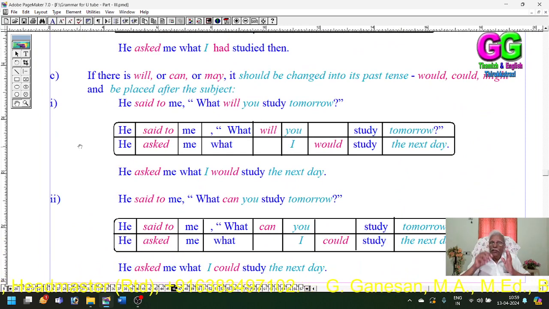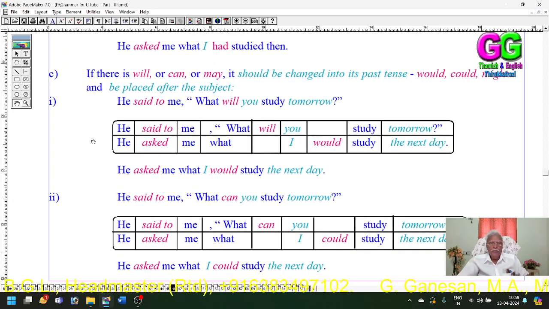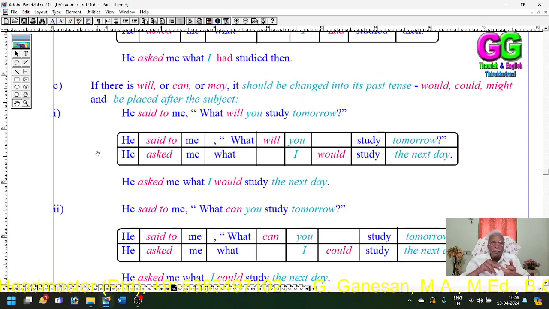So we have seen, if there is have and has, it should be changed into had and placed after the subject. Regarding other verbs, no change should be done. If there is had, the had alone should be placed after the subject. And thirdly, if there is will, can, or may, it should be changed to the respective past tense and placed after the subject: will, would; can, could; may, might.